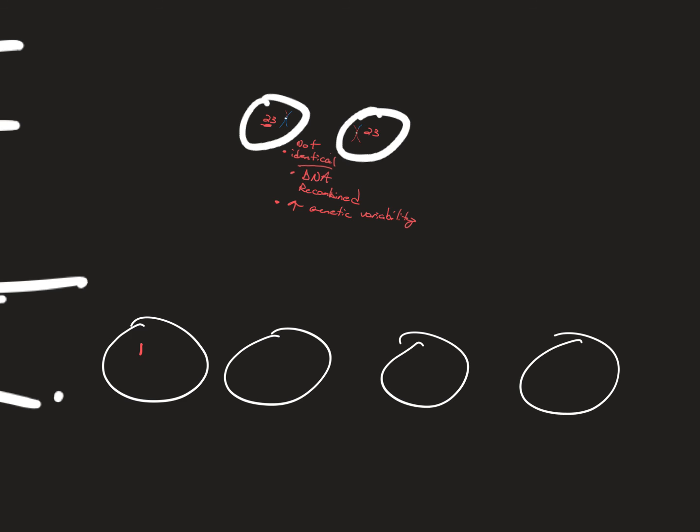This one's going to form this. And in this one, you're going to have 100% that. And then the other one, you're going to have 100% that. And the last one, you're going to have this. So now you have 4 different sperm or 4 different eggs. That's just with one chromosome. And you can imagine that happening with 23.